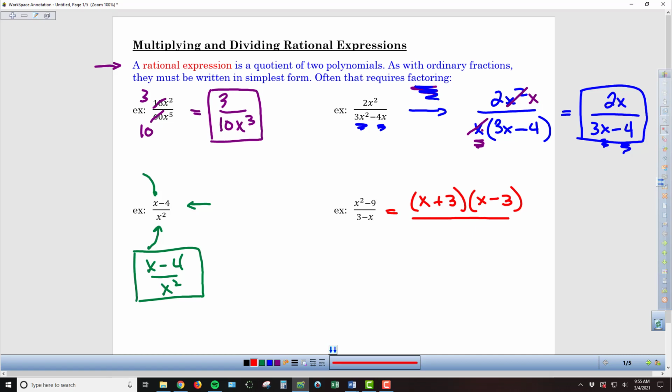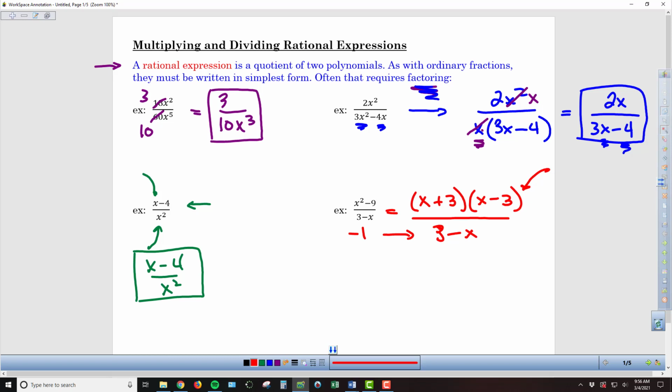Now on the bottom, we have this 3 minus x, which looks an awful lot like the x minus 3 that we have in the top. It's just reversed. And so this is actually something where we are going to be able to do some more factoring and then reducing. And the trick that we're going to have to use is we're going to have to factor out a -1 out of the denominator. So we want to reverse the order of the subtraction.